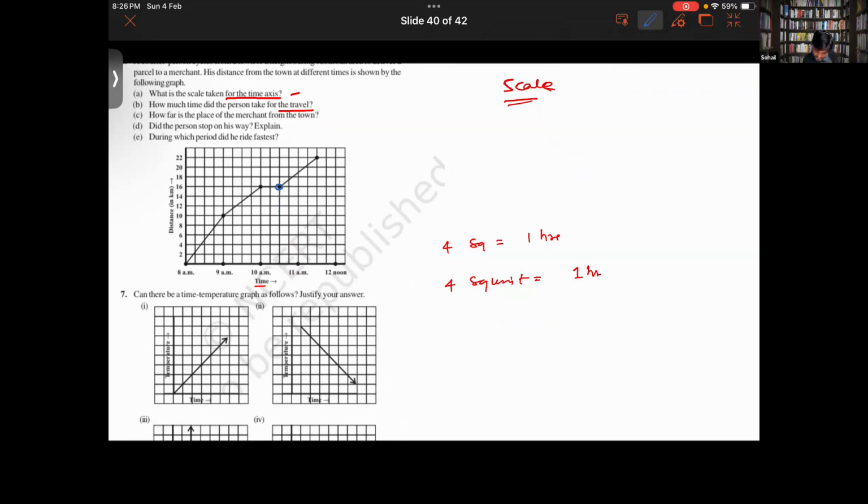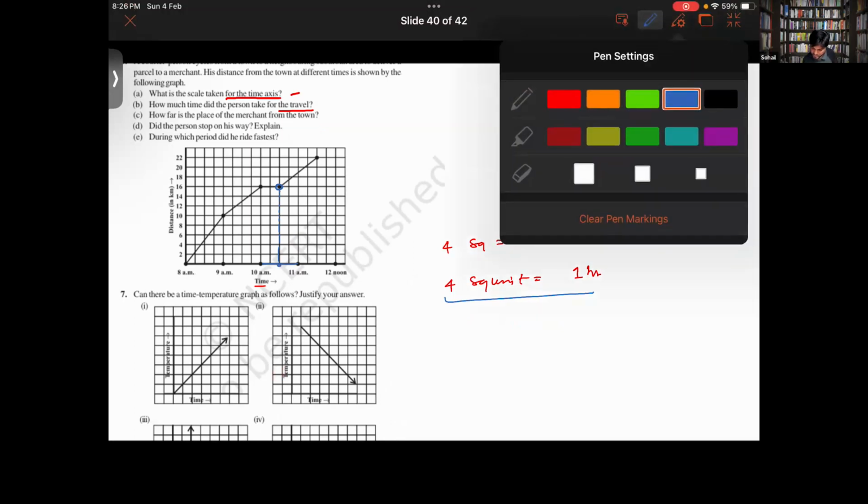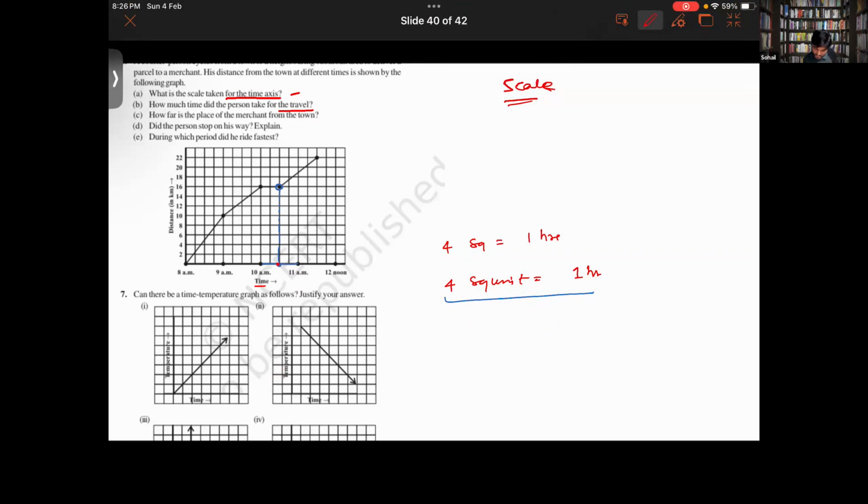So on the x-axis, this is what? 1, 2, 3, 4. 4 equal divisions are there. And you know 4 square unit is giving you 1 hour. So यहाँ पर अगर हम देखते हैं, this is 2. Just give me 1 minute. This is 2 square units, isn't it? So that means it is half an hour. Everyone getting this or not? 2 square units means simply 30 minutes.